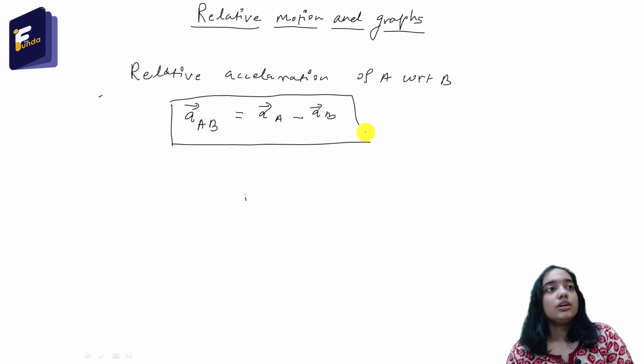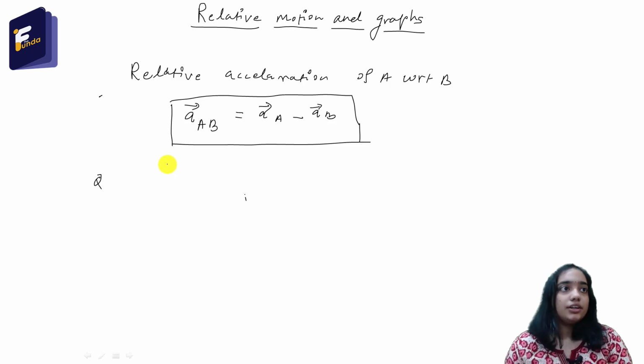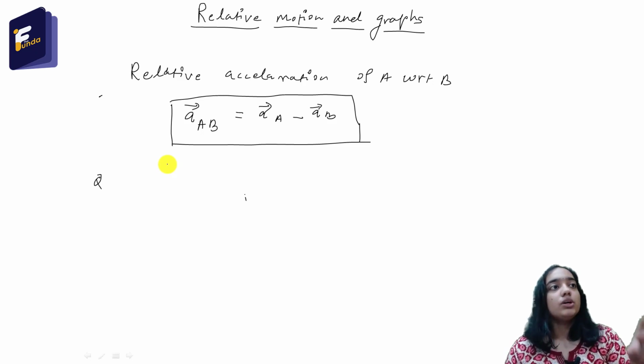It is similar to the relative velocity of A with respect to B, that is VA minus VB. So it is the acceleration of A minus the acceleration of B. Similar concept. So we will do a question related to relative motion, and there is a little trick to be applied while solving the questions of relative motion, and that trick will help you solve the questions very easily.